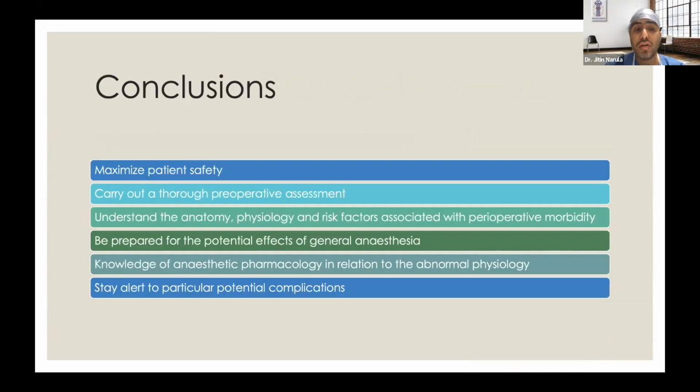So to conclude, it's very essential nowadays to maximize patient safety. And for this, we need to carry out a thorough preoperative assessment, have a good understanding of the anatomy, the pathophysiological state, and the risk factors that are associated with perioperative morbidity. We must be prepared for potential effects of general anesthesia. A sound knowledge of anesthetic pharmacology in relation to the abnormal physiology is required, and we must always stay alert to potential complications for a successful outcome.